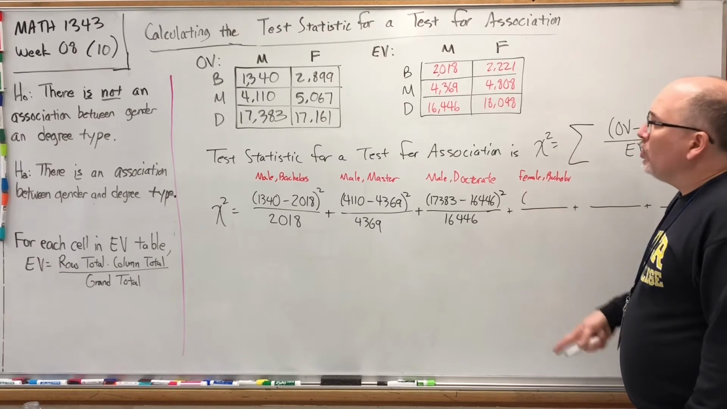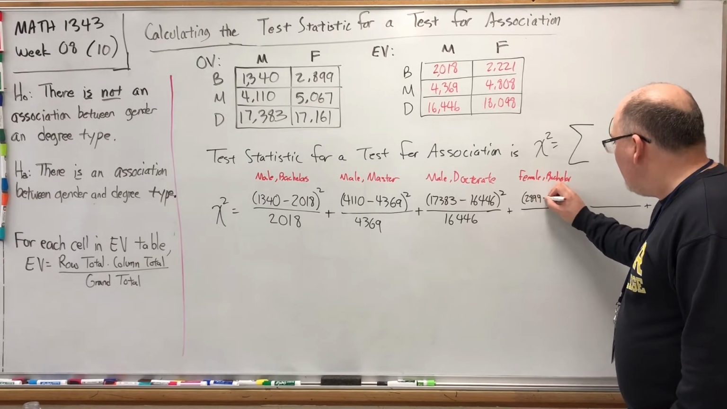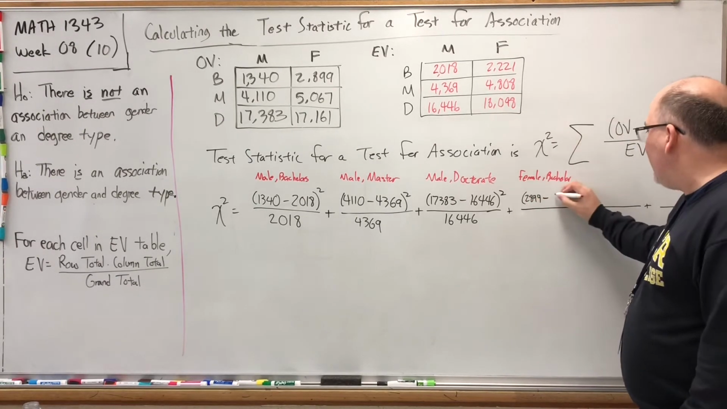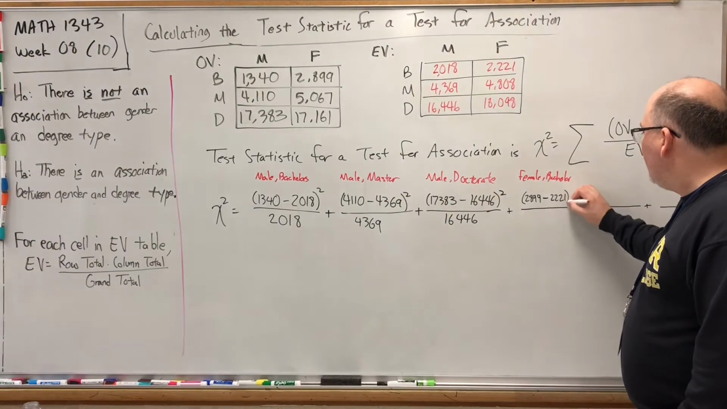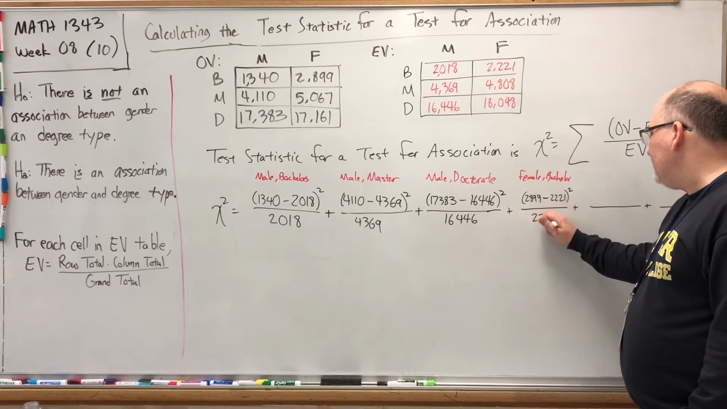What we observed was 2,899 minus what we expected was 2,221. That difference is squared and gets compared to what we expected, 2,221.